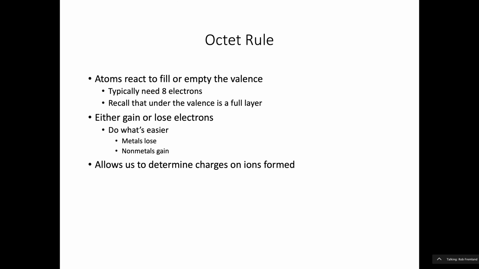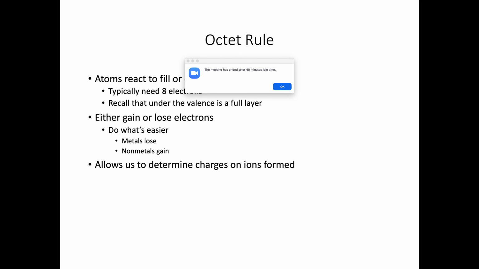All right, the octet rule says that atoms react to be more stable, and more stable is a full or empty valence. Now why is that? It's based on experiment, and every element that we found that has a full or empty valence is very, very stable.